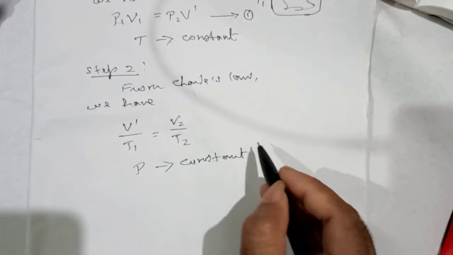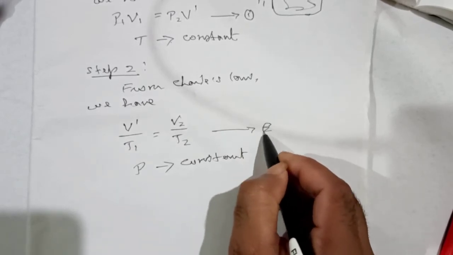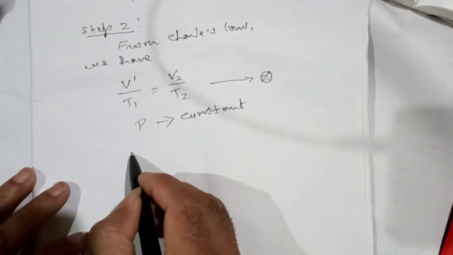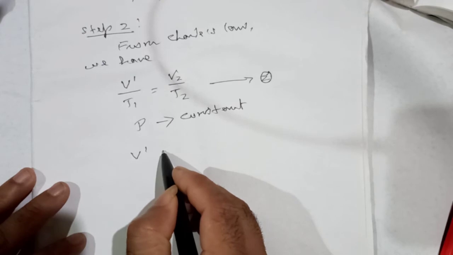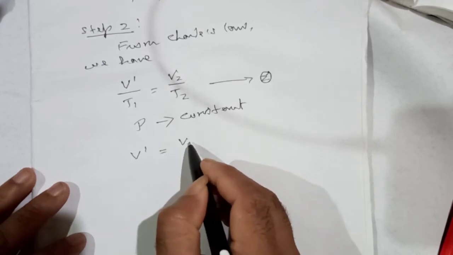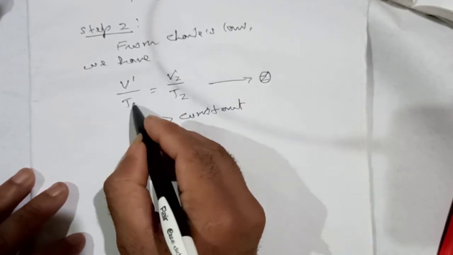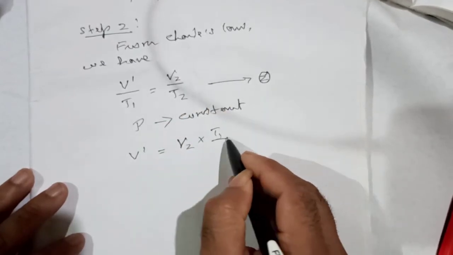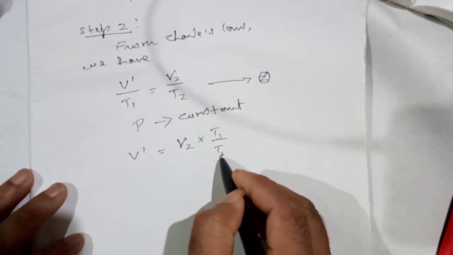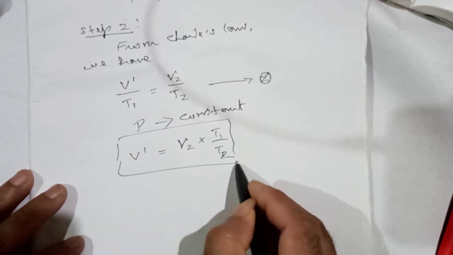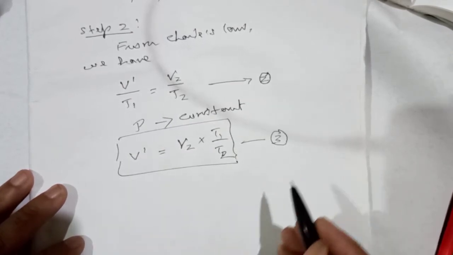Okay, so this is equation number 2. Or instead of this we can write it like this, because we need V equal to V2 into T1 up, and T2 down, like this. Okay, so we have this as equation number 3.